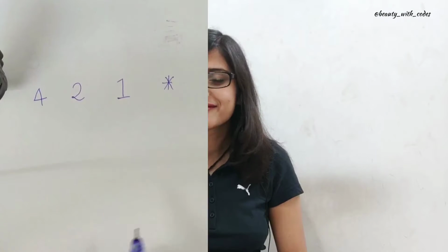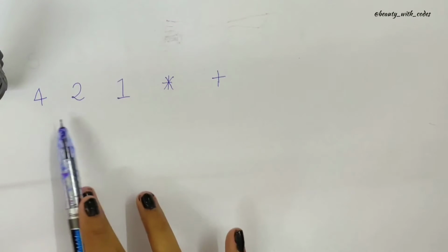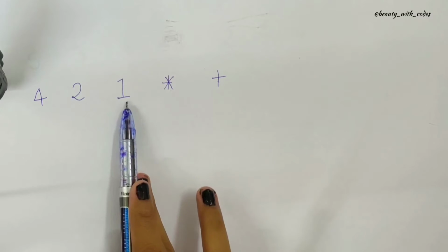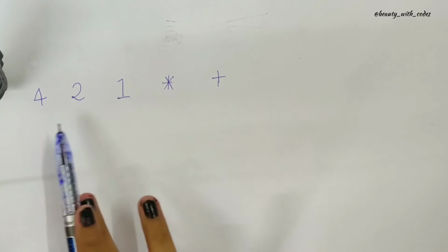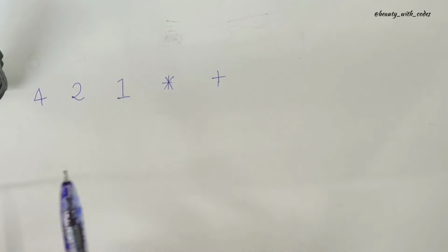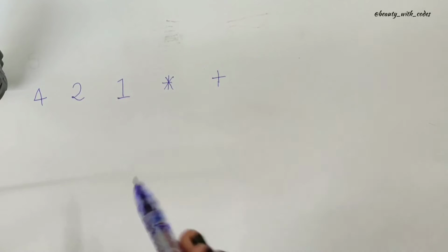I mean, we should understand how we can evaluate, isn't it? So that was so much of lecture. Now let's get started with evaluation. So guys, this is our first example: 4 2 1, then the multiplication sign, and then plus. So these are our elements, and this is nothing but a postfix expression, and now we have to evaluate it.